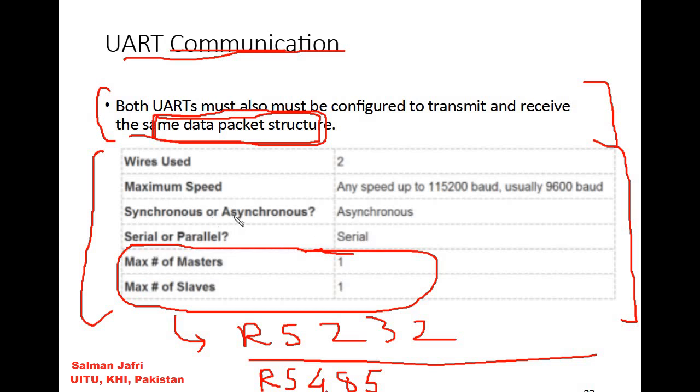Which mode? If it is a USART, you can configure either the synchronous mode or an asynchronous mode. Serial or parallel, it is serial. Maximum number of masters 1, maximum number of slaves 1. This is true for RS-232. But when we are communicating with the other standard, which is RS-485, the number of devices might be more than 1, or more than 1 transmitter, or more than 1 receiver, or in total the number of communicating devices may be more than 2 in the case of RS-485.